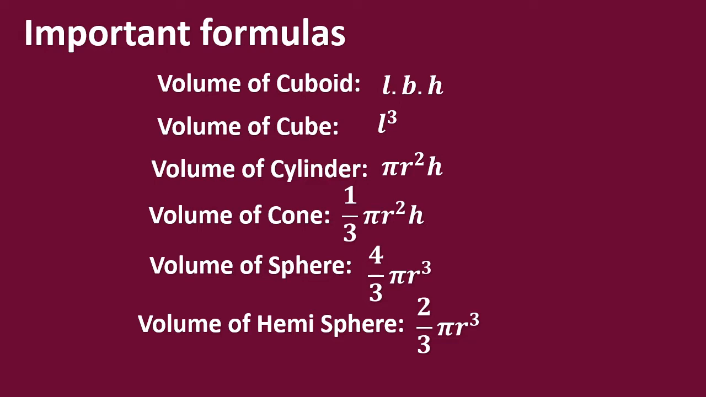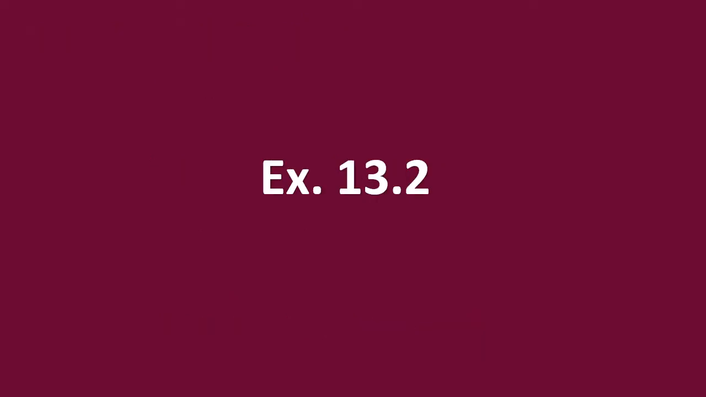Volume of the cuboid, L into B into H. Volume of cube, L cube. Volume of cylinder, pi r square H. Volume of cone, 1 by 3 pi r square H. Volume of sphere, 4 by 3 pi r cube. And volume of hemisphere, 2 by 3 pi r cube. Now let us move on to the exercise.